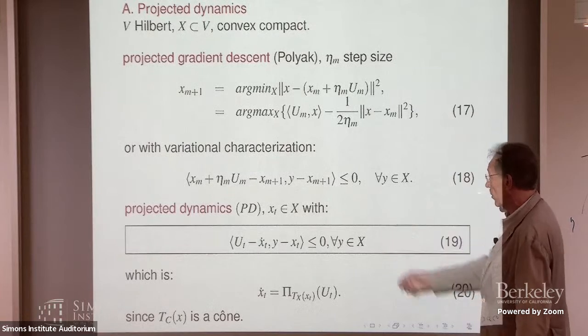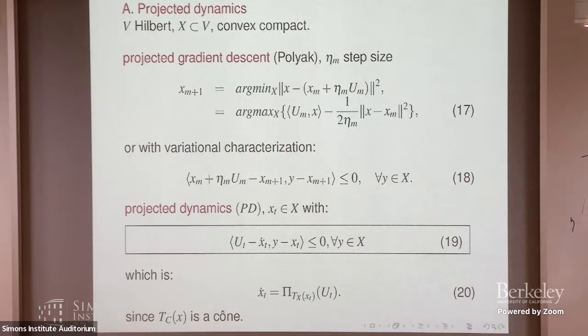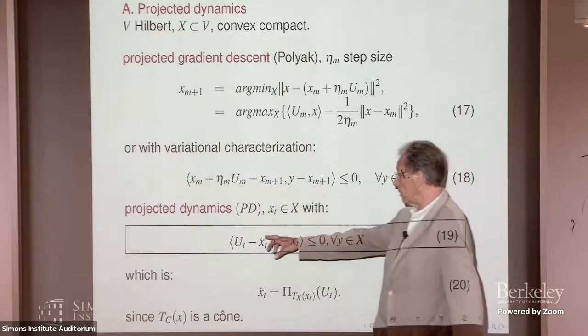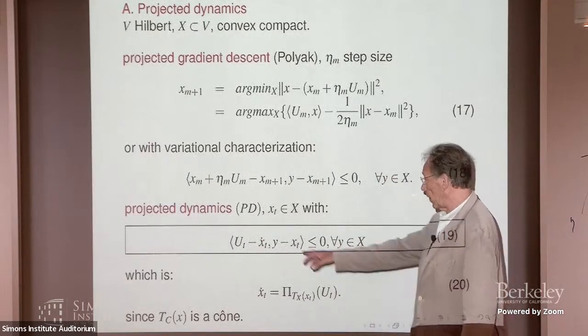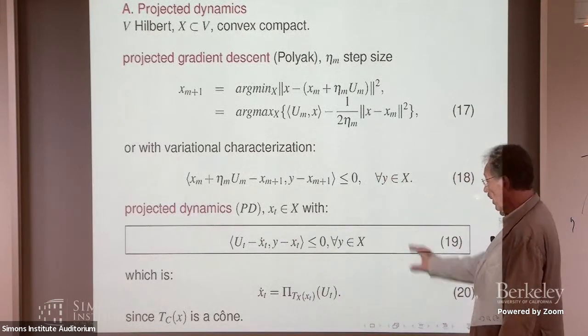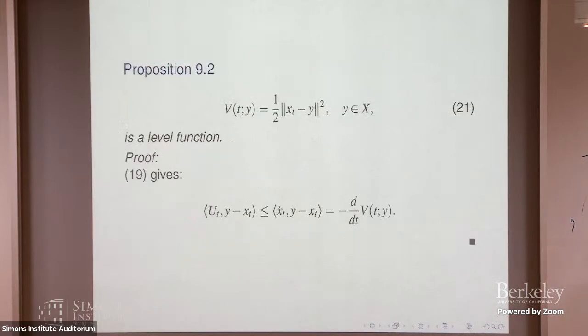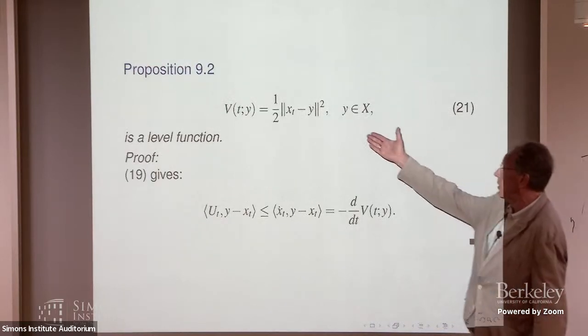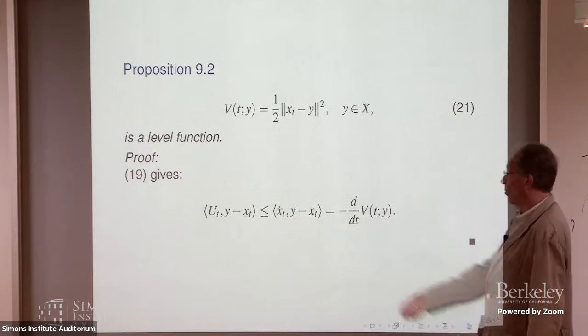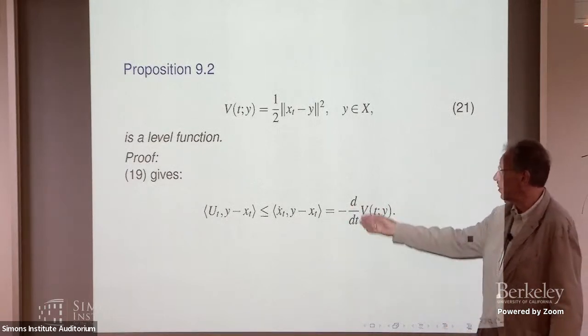You look at the continuous time analogous, okay, which is given by this property here. So u_t is the process that you will discover. x_t is the process that you generate, and this is the characterization. And the claim is that there is a level function, which is just the distance here. Okay, so you just look at the derivative here, and you have this property.